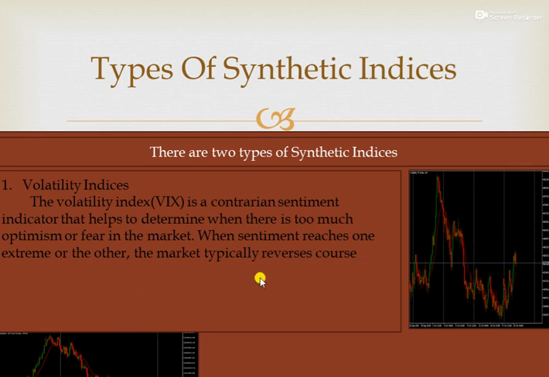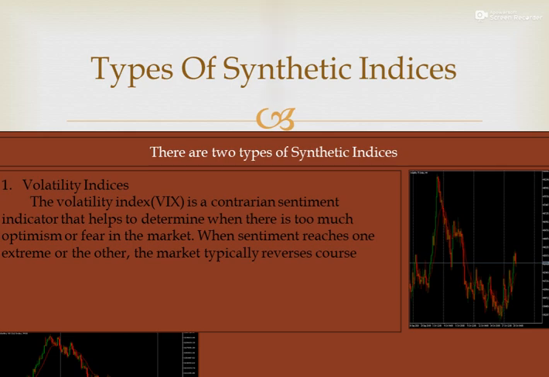And we have a lot of different types of volatility indices. We have the volatility 10, volatility 25, volatility 75, volatility 50, volatility 100, volatility 10 1s, volatility 25 1s, and so on and so forth. We have enough of them like that.